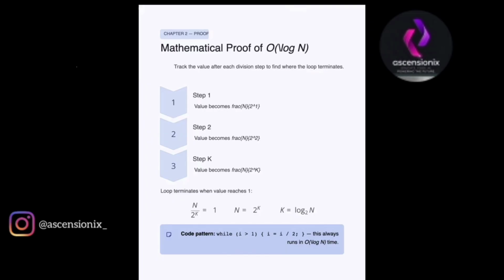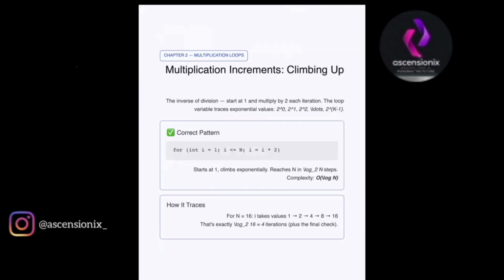This means if you see code that looks like while i is greater than 1, and under that i equals i divided by 2, this always runs in order of log n. Okay. So if I start at n and it divides itself by 2 at each iteration, the number of iterations, and therefore the time complexity of this loop, is mathematically bounded by order of log n. Go to the next topic.